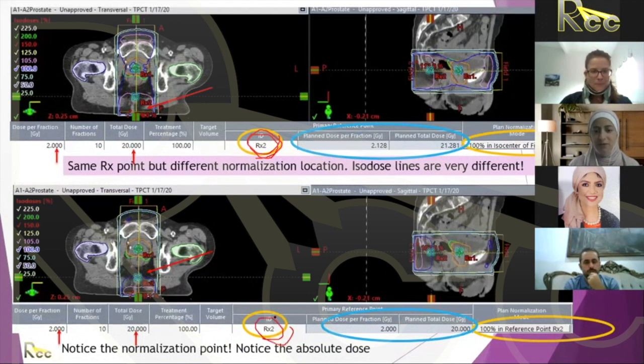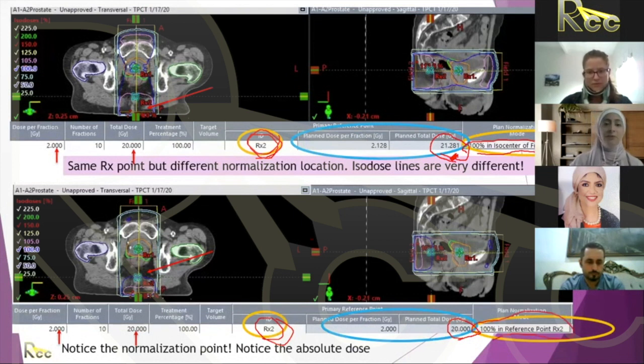I have Rx2, but one time the planning system is calculating 21.3 gray. The other one is calculating 20 gray. This is about, I think, a 5 or 6% difference. And what's the difference here? Here, the normalization is 100% of your field one isocenter, and this one is 100% of the point itself.